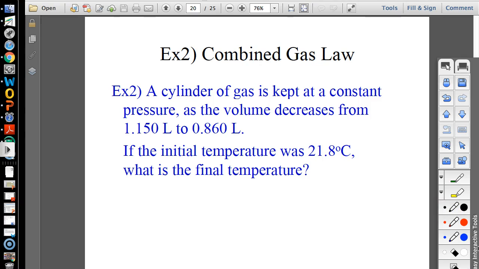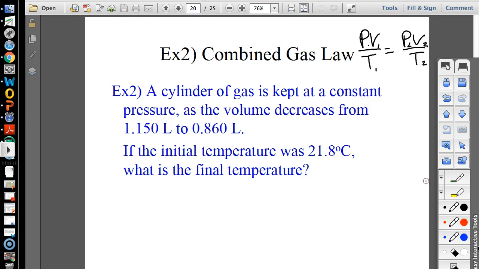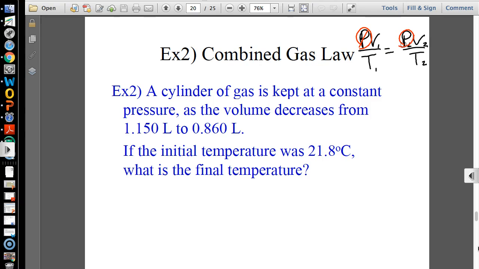So let's write down, you gotta pave the trail, or track, it doesn't matter, they both start with a T. I think I said track to you guys, so I'll say track. You gotta pave the track. Okay, a cylinder of gas is kept at a constant pressure. As the volume decreases from 1.150 liters to 0.860 liters.